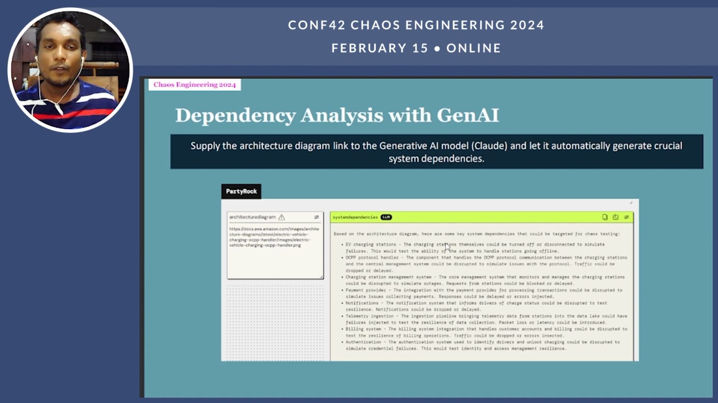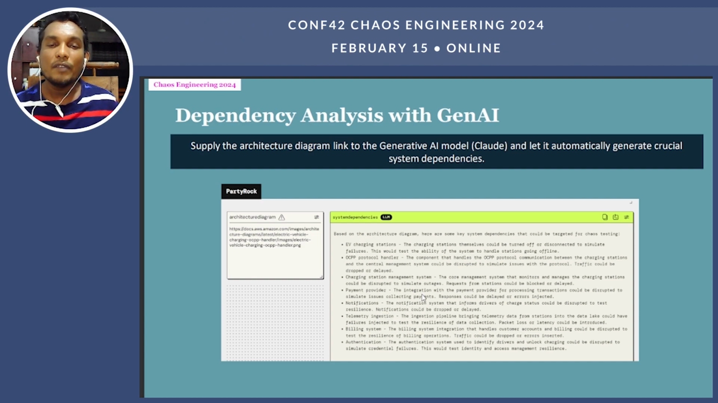which I'm discussing here. So here what I have done is I used that architecture diagram I showed you earlier. I created a small app where I have given the architecture diagram and then asked generative AI to come up with system dependencies. As you can see, it says based on the architecture diagram, here are some of the key dependencies. It's identifying the EV charging station, OCPP protocol handler, charging station management system, payment provider, notification component, telemetry ingestion, billing system, and authentication as the key system dependencies.